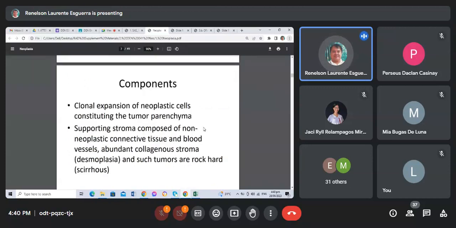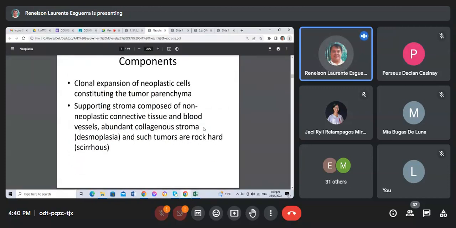So, what are the components? Clonal expansion of neoplastic cells. So, there's a clone. They have the same genetic material, and supporting stroma composed of non-neoplastic connective tissue and blood vessels, mostly because they would secrete angiogenic factors, which would tend to stimulate new formation of blood vessels. And then abundant collagenous stroma, or this is what you know as desmoplasia, and such tumors are rock hard, or scirrhous. So it's very hard in consistency, like rubber-like consistency.